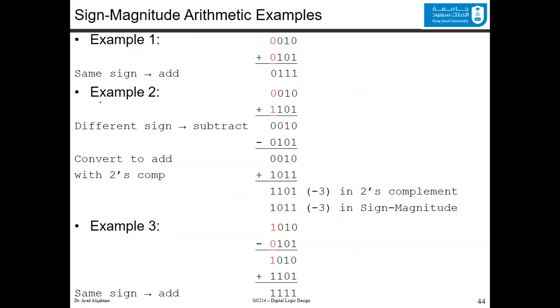Now, example 2, you have two numbers with different signs, and you want to add them together. So what you are actually doing is subtracting. You have the same first number as is, and the second number, since you have different signs, you are actually subtracting the negative part of this one. To get the opposite number, you just change the sign from 1 to 0, and you keep the same magnitude.